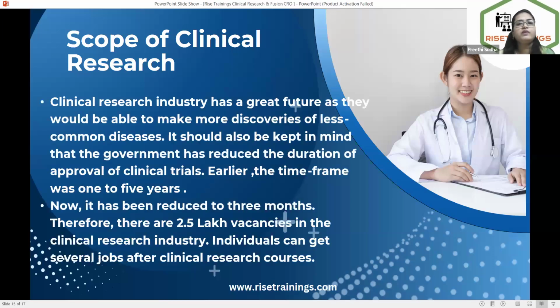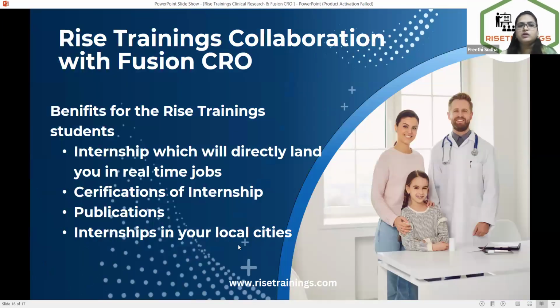And the scope of clinical research. The clinical research industry has a great future, as it would be able to make more discoveries of less common diseases. It should be kept in mind that the government has reduced the duration of approval for clinical trials. Previously it was 1 to 5 years, but now it has been reduced to 3 months, and therefore there are almost 2.5 lakh vacancies in the clinical research industry as of now. So we can grab those opportunities.